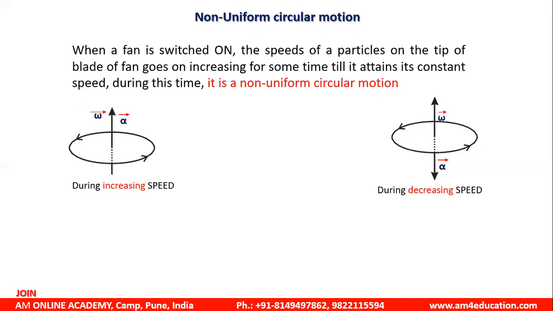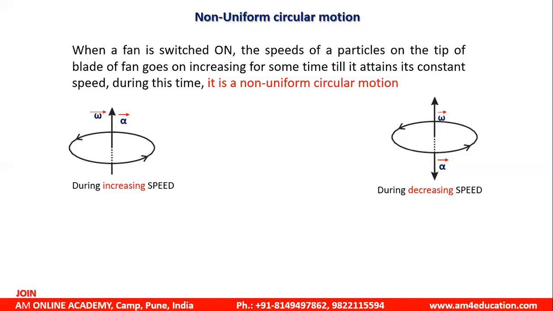On the other hand, if the fan which is on the maximum speed is now switched off, the speed of this blade will reduce from maximum to 0. So during this time, again, the speed of the circular motion is not constant, it's decreasing. So in the first case, when the fan is switched on, it is increasing, and when the fan is switched off, it is decreasing. These are called non-uniform circular motion because the speed is not constant.